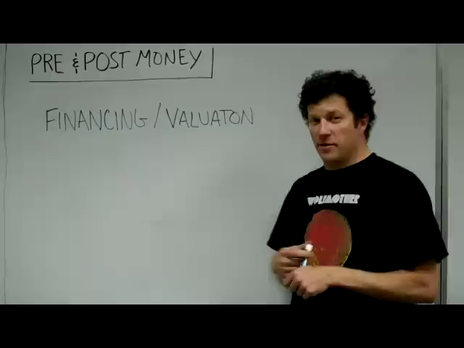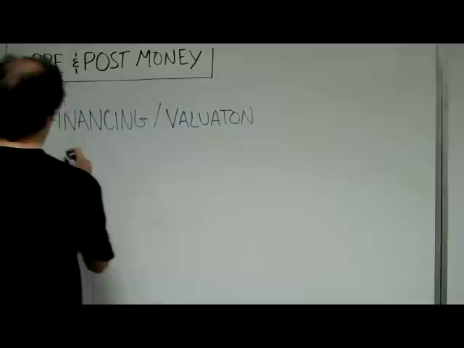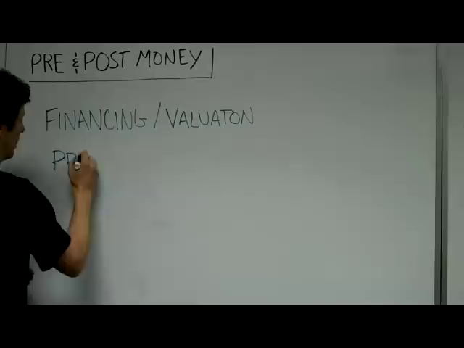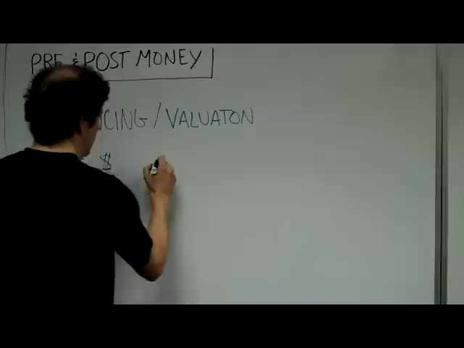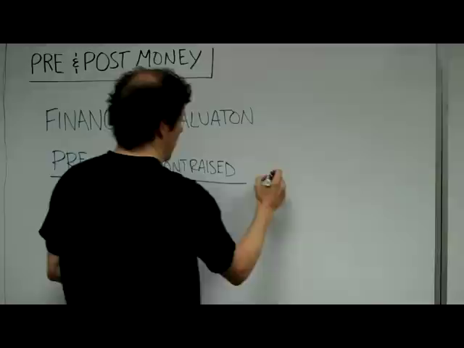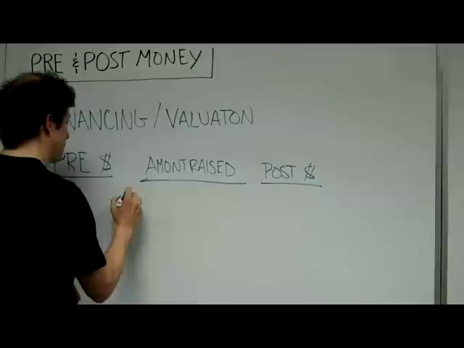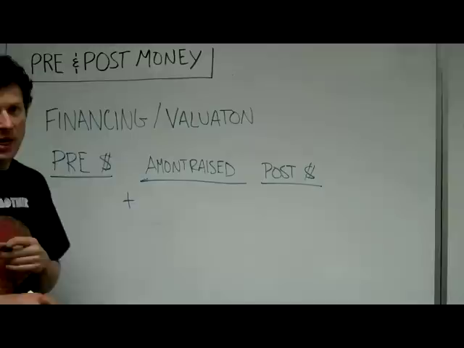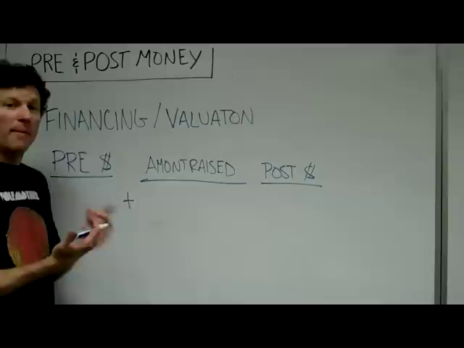The concept of pre- and post-money has to do with how much my company is worth before funding, and then how much my company is worth after funding. So pre-money is going to be one thing, amount raised is going to be another, meaning how much money I am raising, and then post-money will be the third, post-money value. So the essential relationship here is that pre-money means how much my company is worth before I raise money from an investor. And essentially, pre-money valuation is just the conclusion that my investor and I reach before the funding event to say, how much is my company worth?